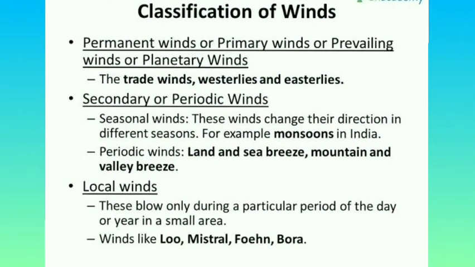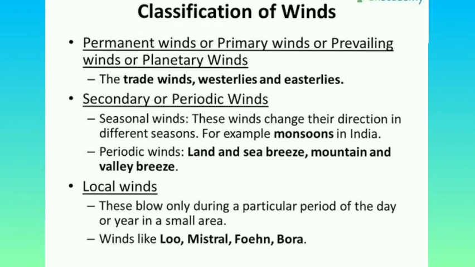Now this typical wind system we can broadly divide into three categories. What are they? The permanent wind, the seasonal wind, and the local wind. The trade winds, westerlies and the easterlies are the permanent winds. They blow constantly throughout the year in a particular direction. Seasonal winds change their direction in different seasons, for example, monsoons in India. Local winds blow only during a particular period of the year and in a smaller area, for example, land breeze and sea breeze.